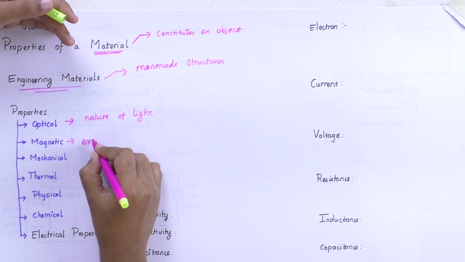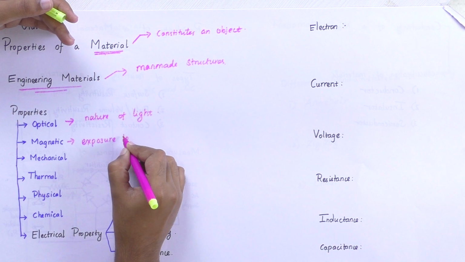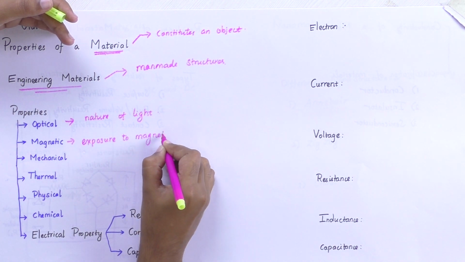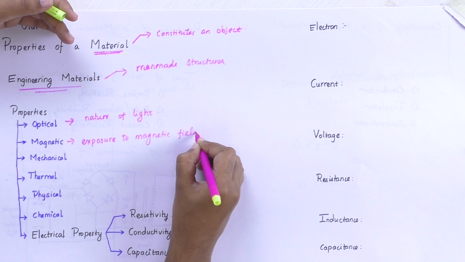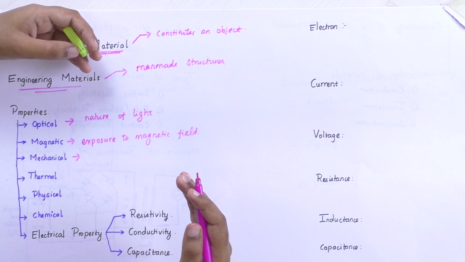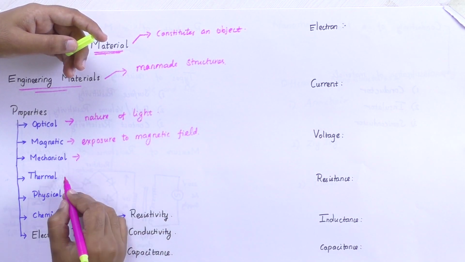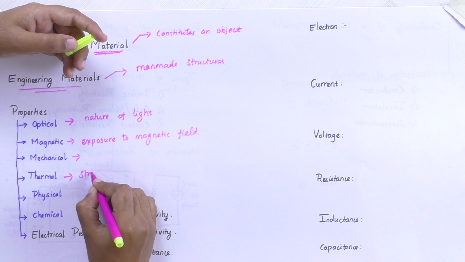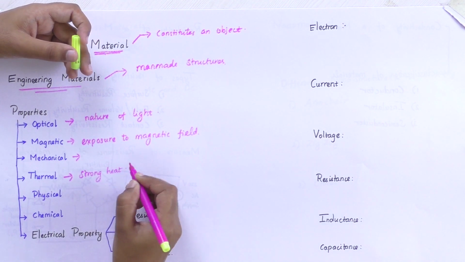Exposure to a magnetic field. Then mechanical property. When you apply a mechanical stress or other forces, how the material behaves. That property will come under mechanical property. Next, thermal. When you apply strong heat, the material conducts heat, or it is repellent or resistive to high temperature. That will be considered for thermal property.